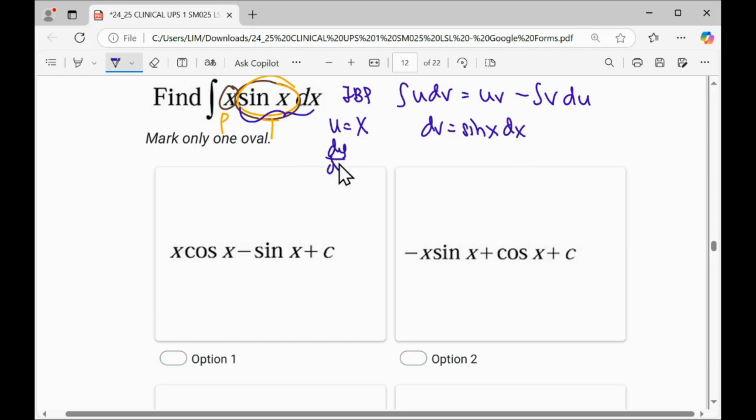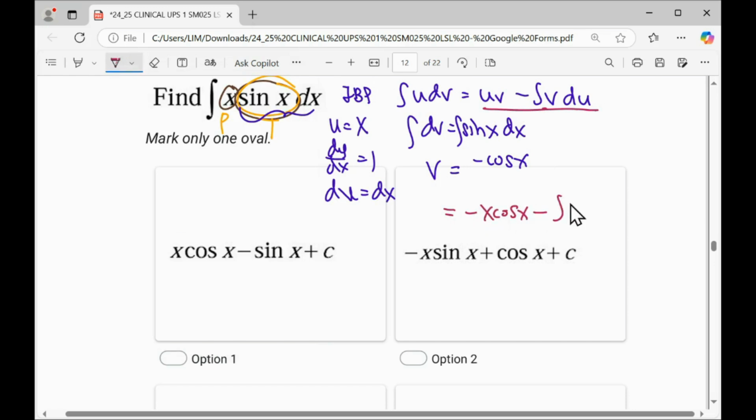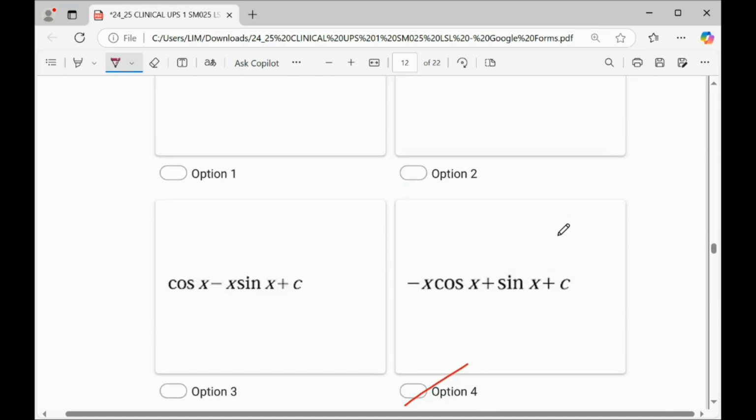So differentiate u, we will get 1 with respect to x. So du will get dx. Integrate both sides, here we'll get v. Integrate sine, we'll get negative cos x. So when we put it in the formula, here we have uv minus integrate v du which is dx. So simplify, negative negative become positive, and then integrate cos, we get sine x plus c. So we have negative x cos x plus sine x plus c.